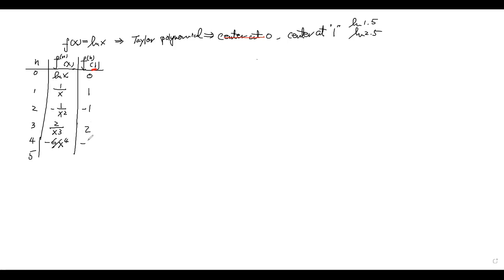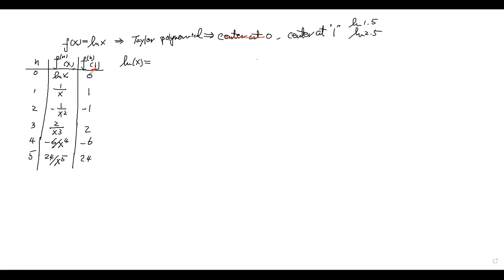You'll get a negative 6, right? Let's look at one more. When n is 5, what can you have? You have 24 over x to the 5th. So when you substitute, you will get 24. So now I know I can put this function in the polynomial with the center at 1.